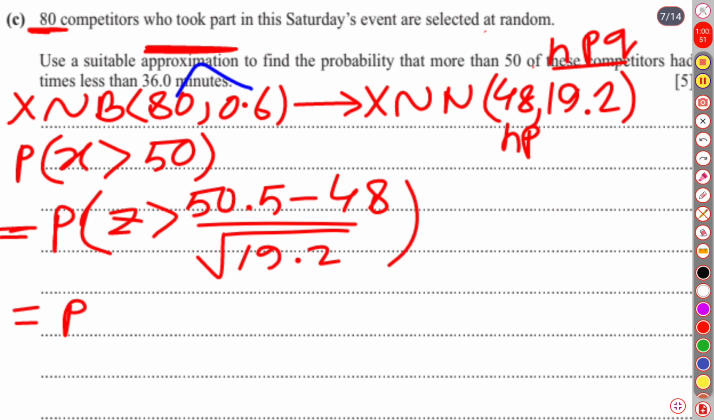Then Z is greater than, if we do our calculation, 0.571. Now using our normal distribution graph, let me draw the normal distribution graph.